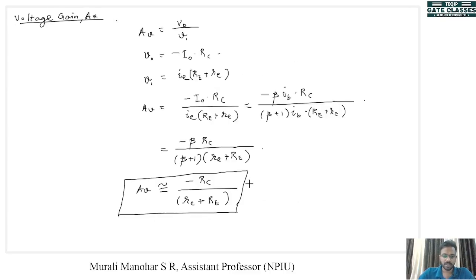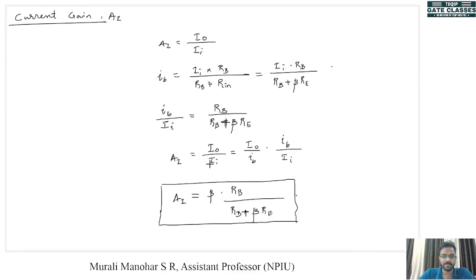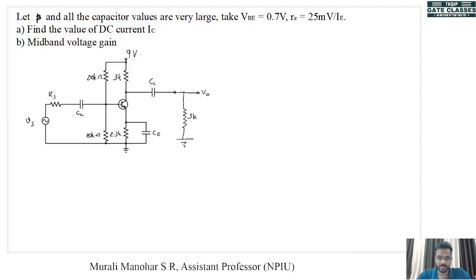There is one more thing, that is this small re is very much less than RE. So AV can again be approximated, and that gives us AV is equal to minus RC divided by RE. So this can be used to find AV.